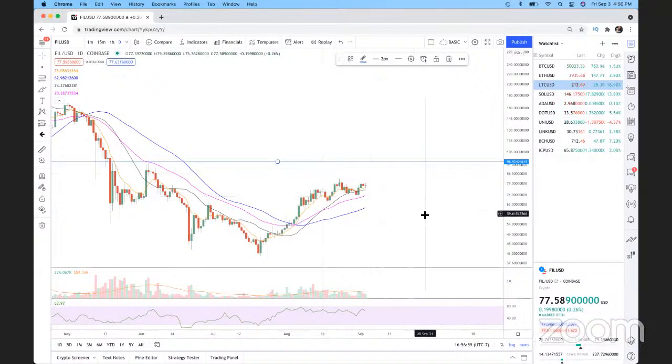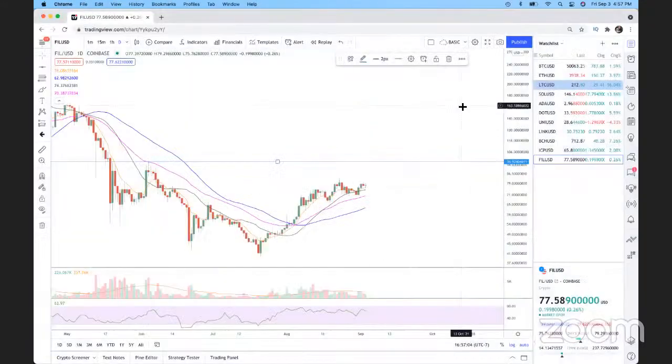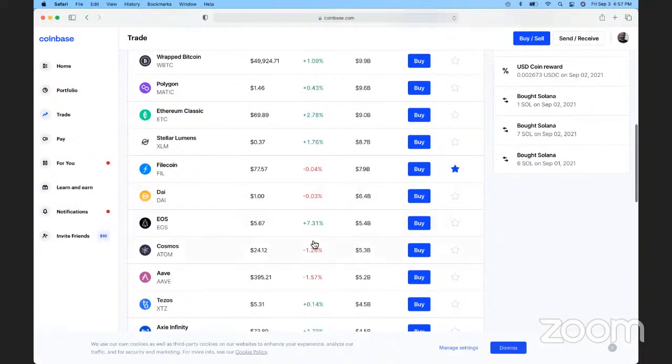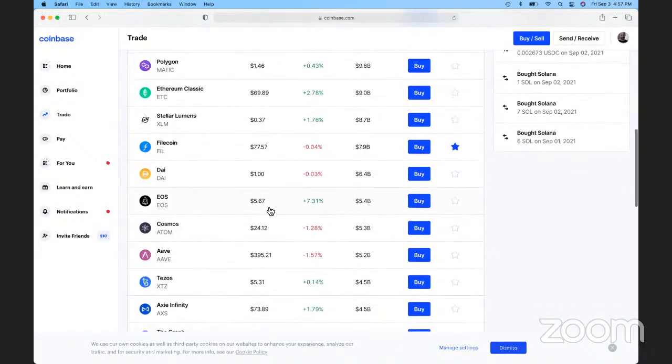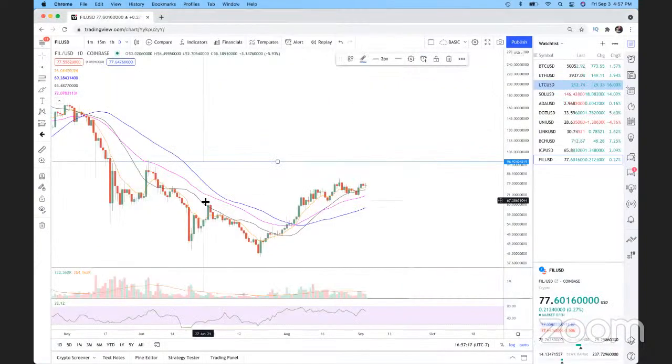So that is FIL, and we put it on the list because it's interesting. FIL USD, there it goes. Okay. And FIL market: DAI, $1, EOS, 7% up, 5 billion. 5 billion is still decent, and the price is good. $5 is good for Cosmo. Let's take a look at EOS first.